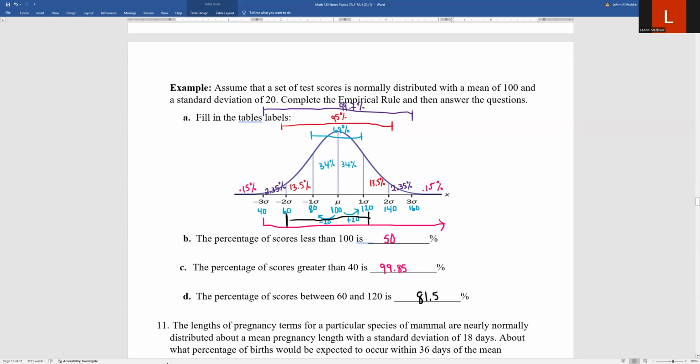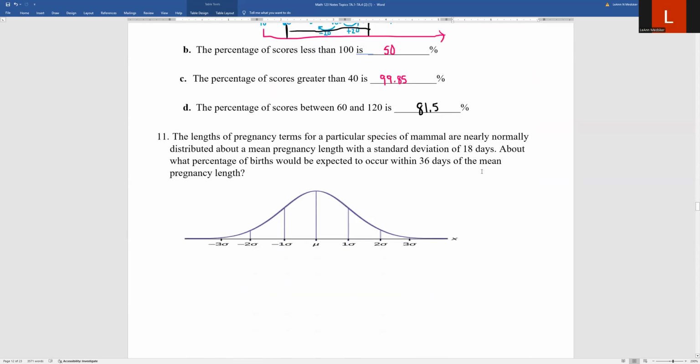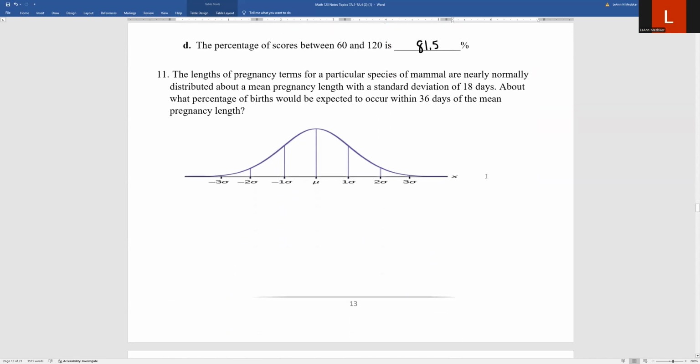Okay. We're going to do another one. Says the length of pregnancy terms for a particular species of mammal are nearly normal. So again, bell curve with a mean pregnancy length. They didn't even tell us the mean, but they told us the standard deviation is 18 days. So I don't even know what this number is, but I know to go this way, I have to add 18, and to go this way, I have to subtract 18. Okay, so that's all I know so far.